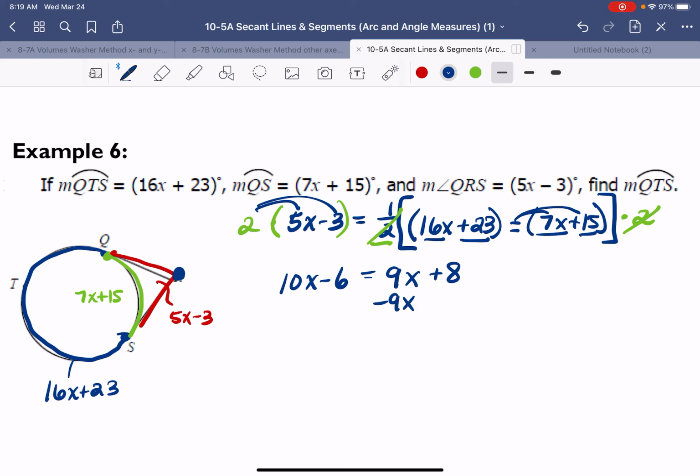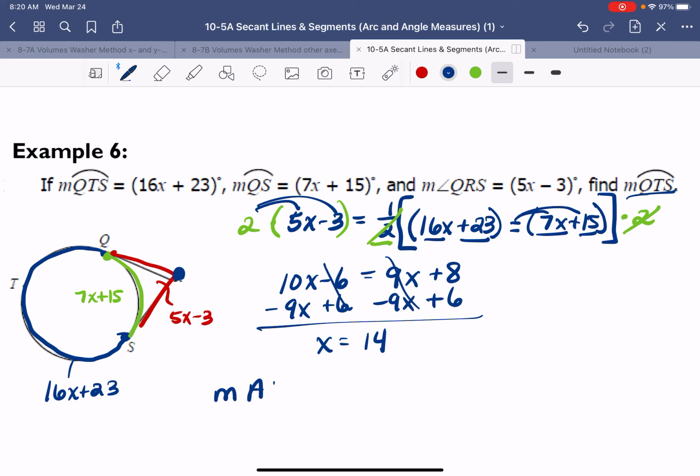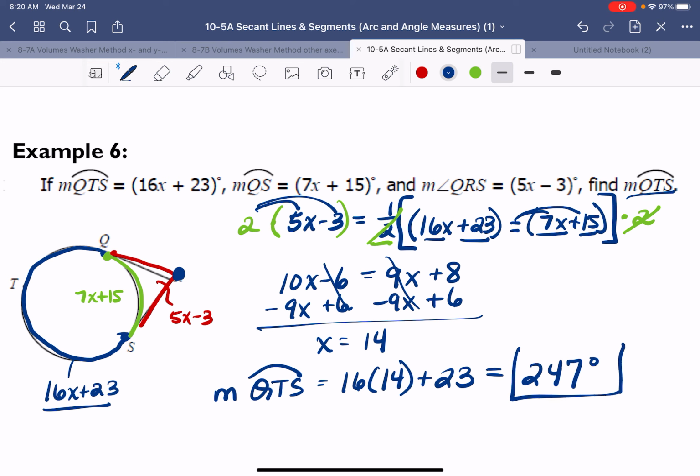So now I'm going to subtract 9x from both sides. At the same time, I'll add 6 to both sides. And it works out to be x is equal to 14. All right. So they want to know the measure of arc QTS. Well, I know that the measure of arc QTS is 16x plus 23. So 16 times, not x anymore, 14 plus 23. And let's see what that gives us. That's 247.